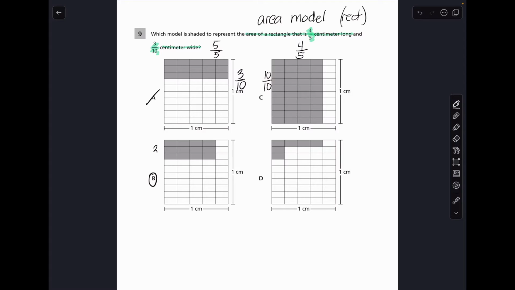B works because here I have 3 out of 10 times 4 out of 5. I can clearly see it. That's why B works. And D doesn't work at all because it's not an array. Like here you have 3, but I can't say this is 3/10 because this entire part over here isn't shaded. So it's not a complete rectangle. If this is not a rectangle, I can't model this with 3 out of 10 times 4/5. That's not what's represented here.